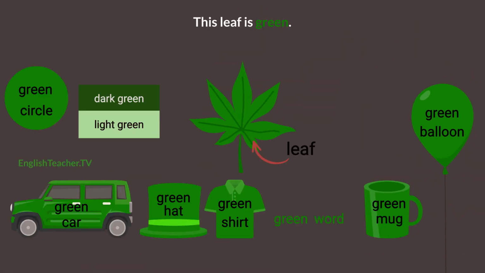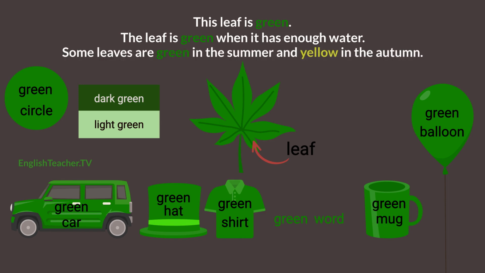Green. This leaf is green. The leaf is green when it has enough water. Some leaves are green in the summer and yellow in the autumn.